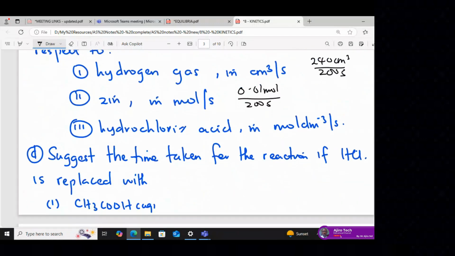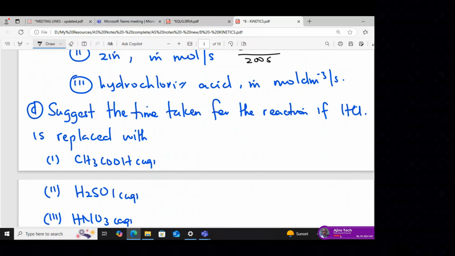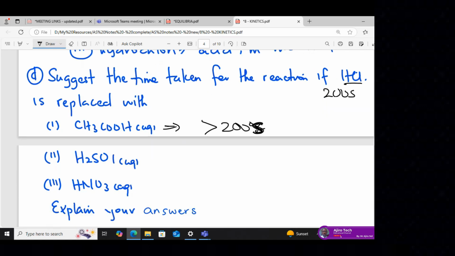Now see, the time taken for the reaction if HCl is replaced with ethanoic acid. When we use HCl, it was 200 seconds. Am I right? Here it will be greater than 200 seconds, because it is a weak acid. Do you get it? It's a weak acid. Yes, sir. This one, with the same time of 200 seconds, will be less than that, maybe like 100 seconds.